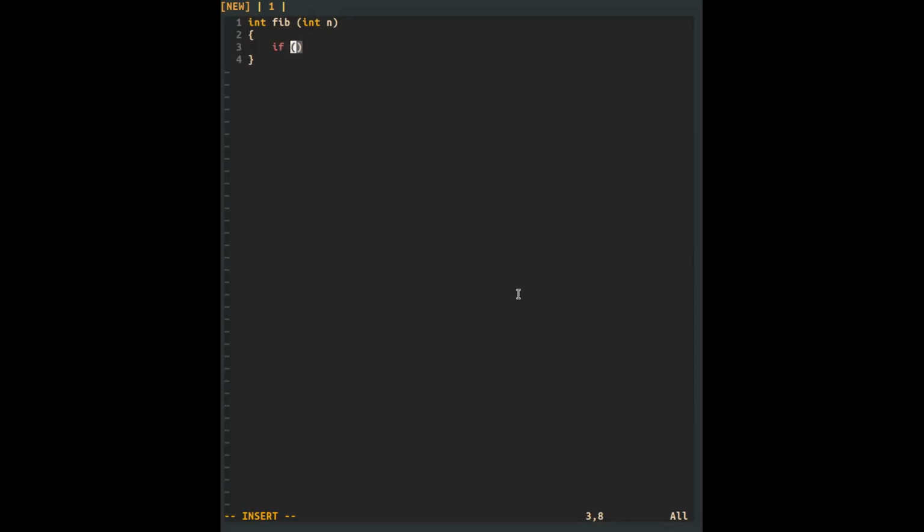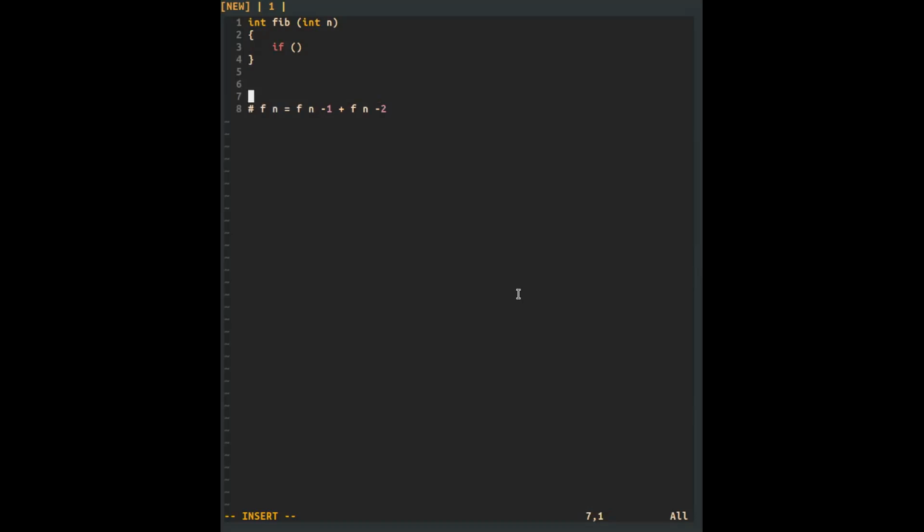Okay, so I'll try to form a recursion, right? What I know is that f of n is equal to f of n minus 1 plus f of n minus 2. So I know this. I don't think I need to keep the brackets. So this is what I have to do.